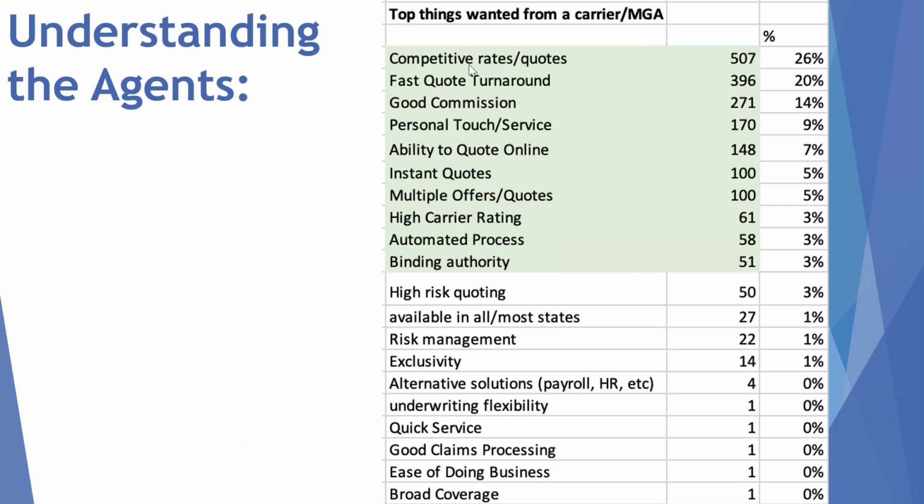So right off the bat, I'd say of these top 10, about 5 are things that Appulate solves right away. So for instance, fast quote turnaround, ability to quote online, instant quotes, multiple offers and quotes, we support that, automated process. And I would even suggest binding authority, giving them some sort of control within our system, maybe what they're looking for there, and we certainly support that. We have no impact on your rates, your quotes, or how your product is. So we want to make sure that you guys are offering a good product in your system. And if we can offer agents a good product alongside great technology, there's no reason this agent is not going to want to submit. And your product does help us a lot.